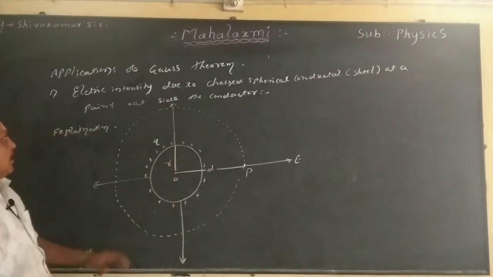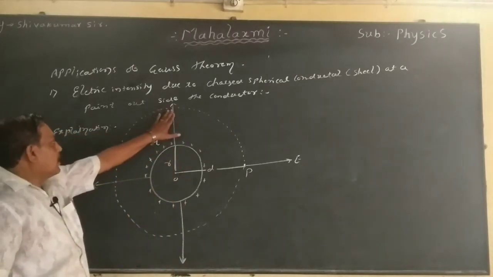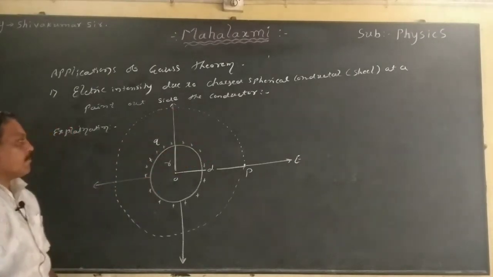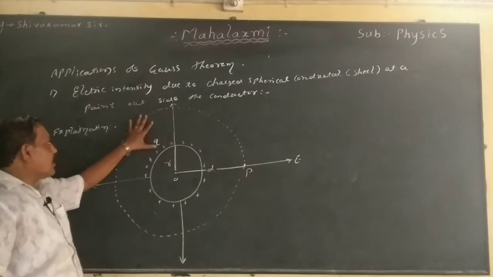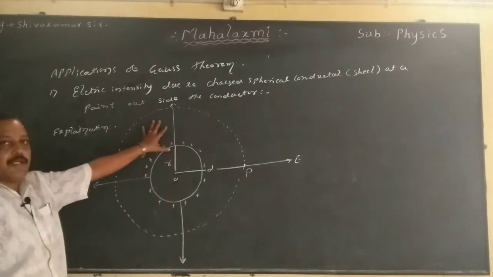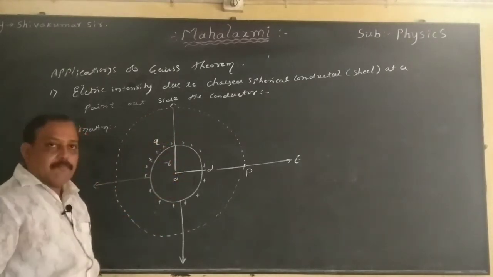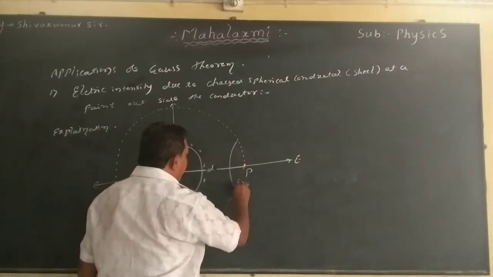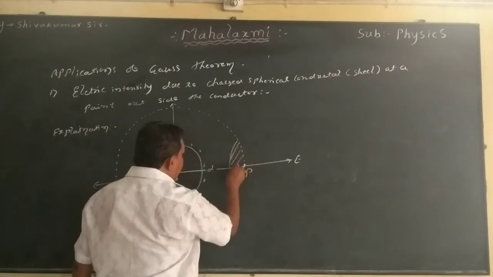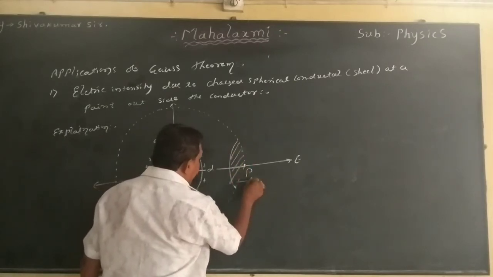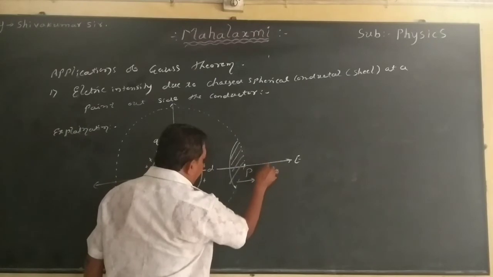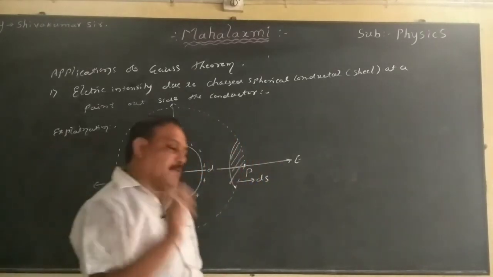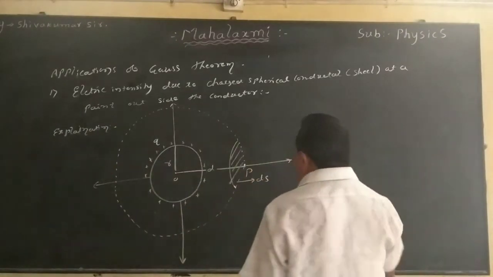The number of electric lines of forces passing through a surface gives what? Electric flux. The Gaussian surface has a large surface area. I cannot deal with the whole surface at a time. I take a small surface area around the point P. Now this is a small surface area around the point P, and this has surface area ds, where E and ds are parallel to each other. What is the angle between them? Theta equals 0. Now this is your figure.